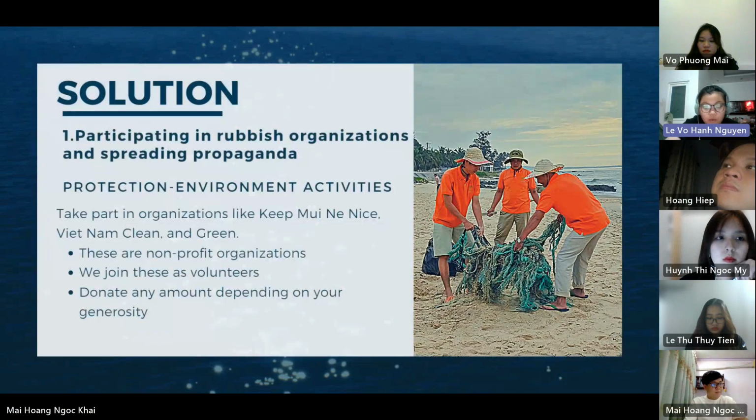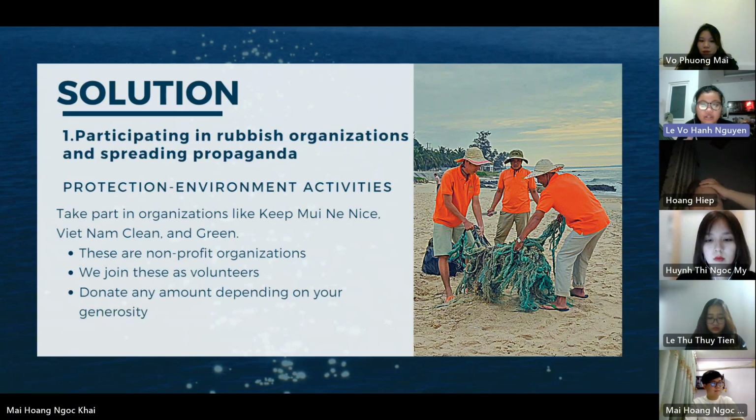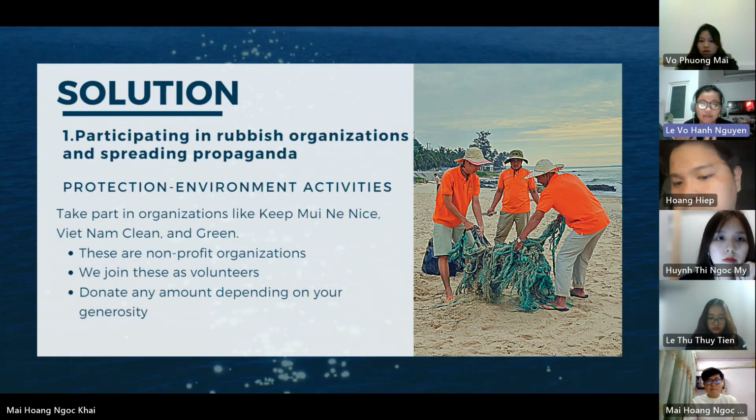We will suggest two solutions. First of all, participate in organizations and spread propaganda. Spread the word and encourage not only local people but also those who love Mui Ne Beach or environmental protection activities to take part in protection organizations such as Keep Mui Ne Nice and Vietnam Clean and Green. After that, we can join hands to clean Mui Ne Beach together periodically.